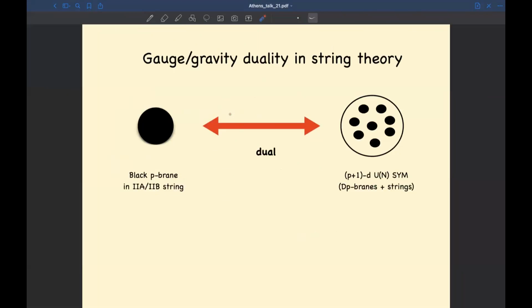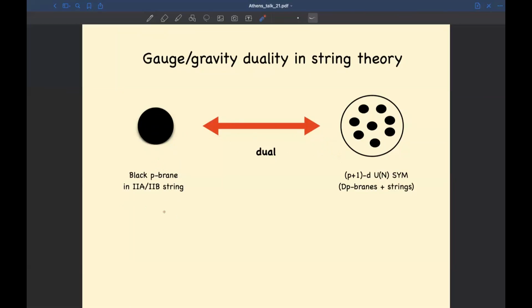Starting, I would like to introduce a little bit the gauge-gravity duality such that everybody is on the same page. I will assume basic knowledge of string theory. Maldacena in '97 proposed that a black p-brane in type IIA and type IIB string theory should be dual to (p+1)-dimensional super Yang-Mills theory with gauge group U(N). So the equivalent is that a black p-brane is dual to a bound state from the field theory point of view.